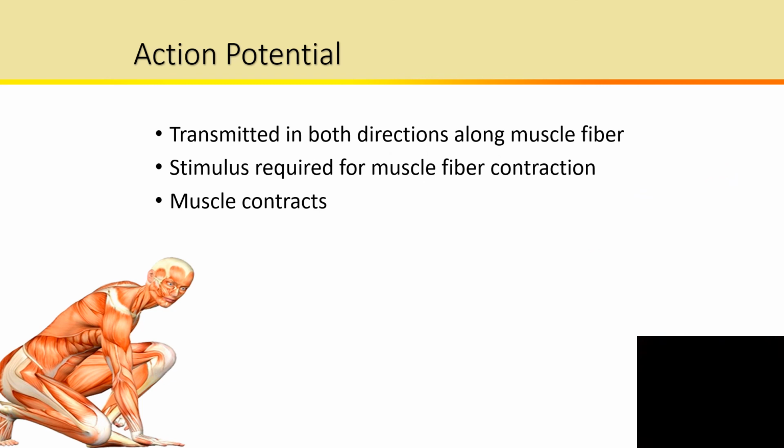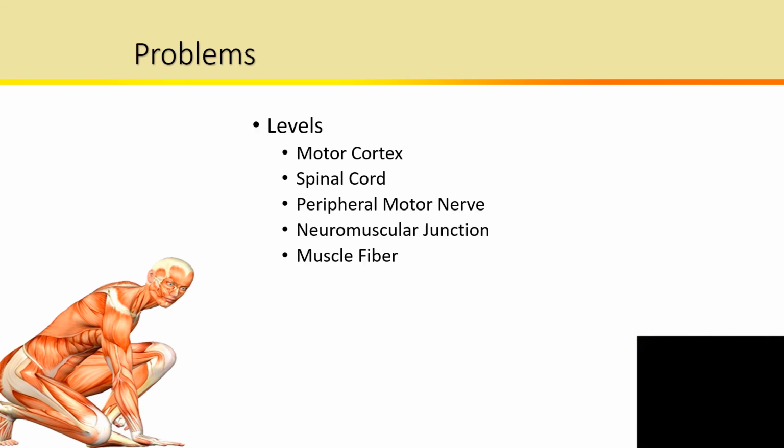The action potential is transmitted in both directions along the muscle fiber. So let's say I have a sarcolemma like here, and the motor end plate is right here. That action potential is transmitted both ways along the muscle fiber itself, and it stimulates the muscle fiber to contract. In there we have our actin and myosin that are overlapping, and that eventually causes the muscle to contract.